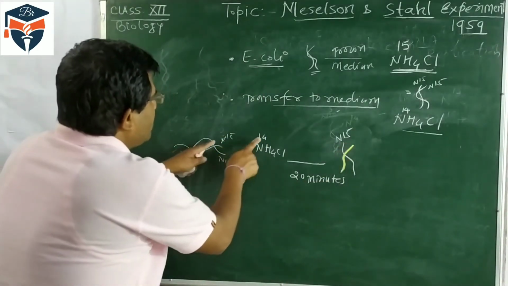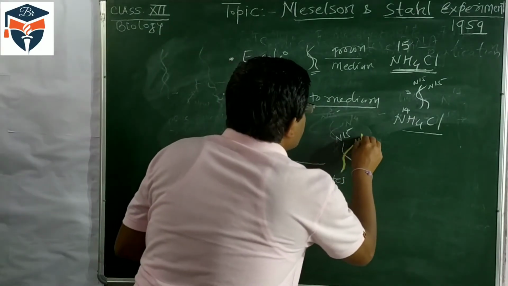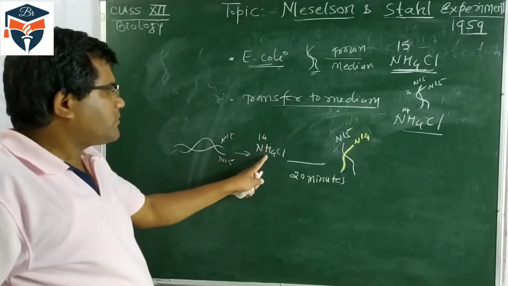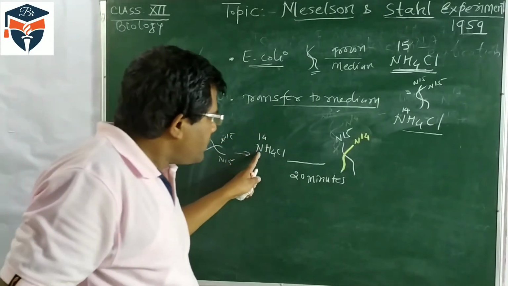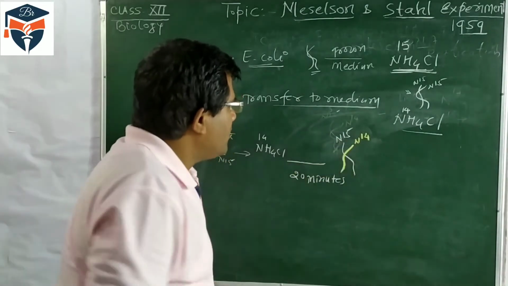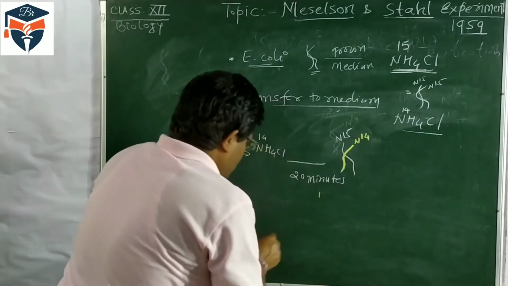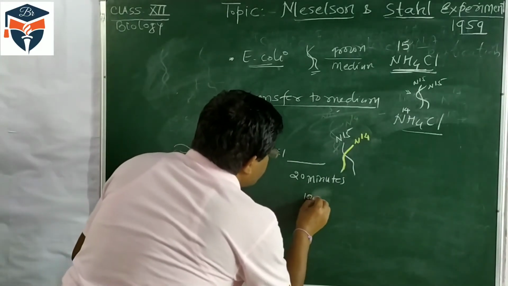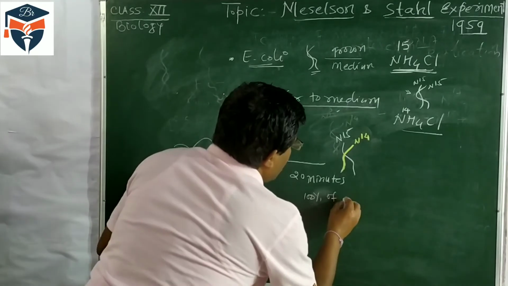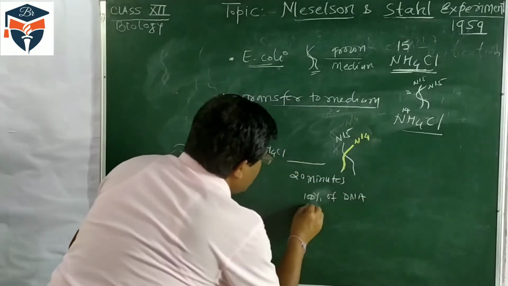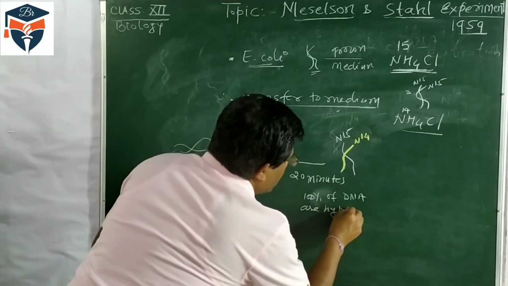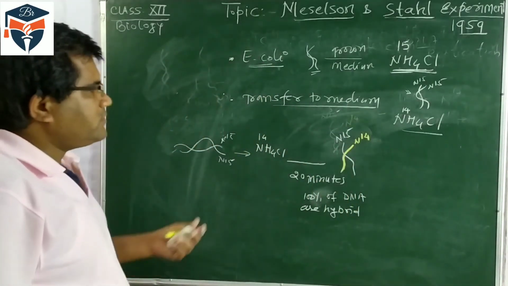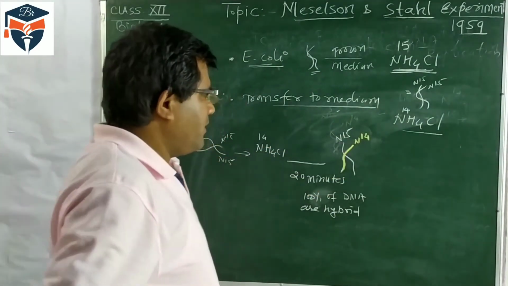So the other strand is labeled N14, because first it was grown in the medium N15, but now it is transferred to medium N14. So one strand is labeled with N15. It means the results came in after 20 minutes: 100% of progeny DNA are hybrid. Hybrid DNA means one strand is N15, another strand is N14.